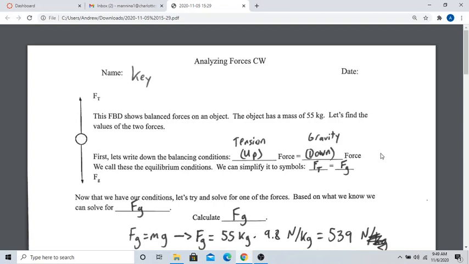All right. So we start with an FBD. And you notice that FBD on the left side of your notes has two forces acting on it. Now, in this case, it has a tension pulling up and a gravitational force pulling down.